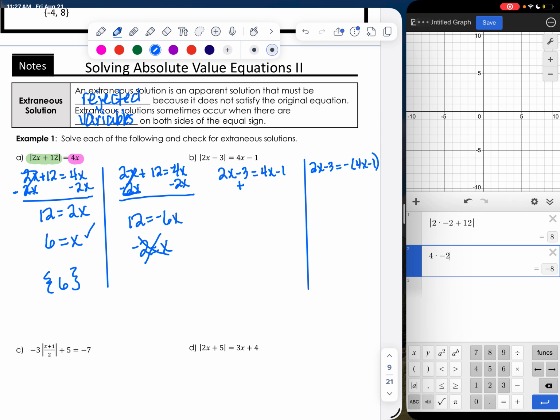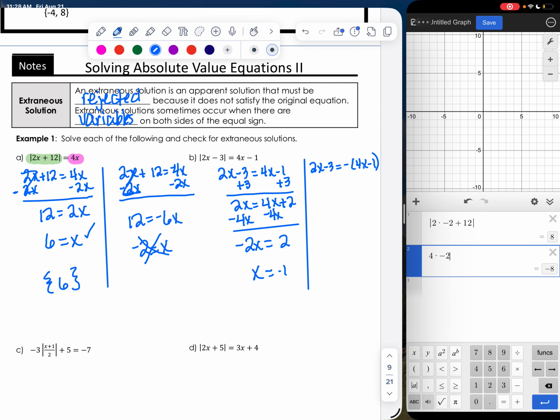Let's see, there are multiple ways you could solve this. I'll start by adding 3. So this would give me 2x equals 4x, negative 1 plus 3 is positive 2. Now I want to get all the x's on the left side, so I'll subtract the 4x. So 2x minus 4x is negative 2x equals 2. Divide. 2 divided by negative 2 gives me negative 1. And we'll check that solution in just a minute.